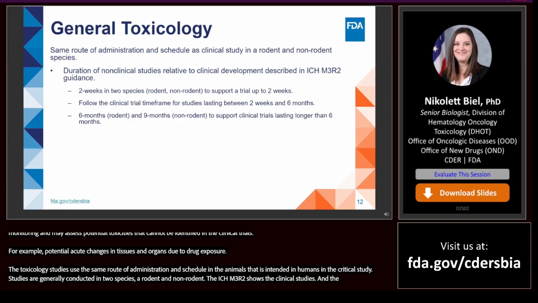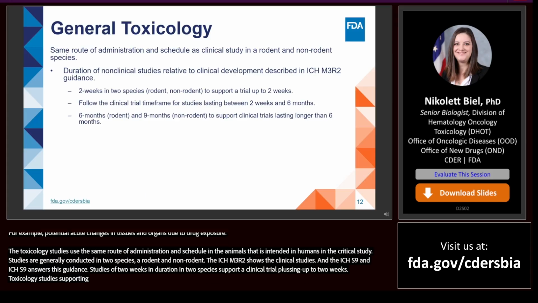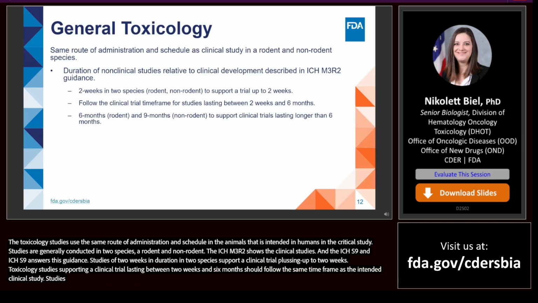For non-oncology drugs, the duration of the toxicology studies should cover the duration of the clinical trial. Studies of 2-week duration in two species support a clinical trial lasting up to 2 weeks. Toxicology studies supporting a clinical trial lasting between 2 weeks and 6 months should follow the same time frame as the intended clinical study. Studies in rodents of 6-month duration and in non-rodents of 9-month duration will support a clinical trial lasting longer than 6 months.